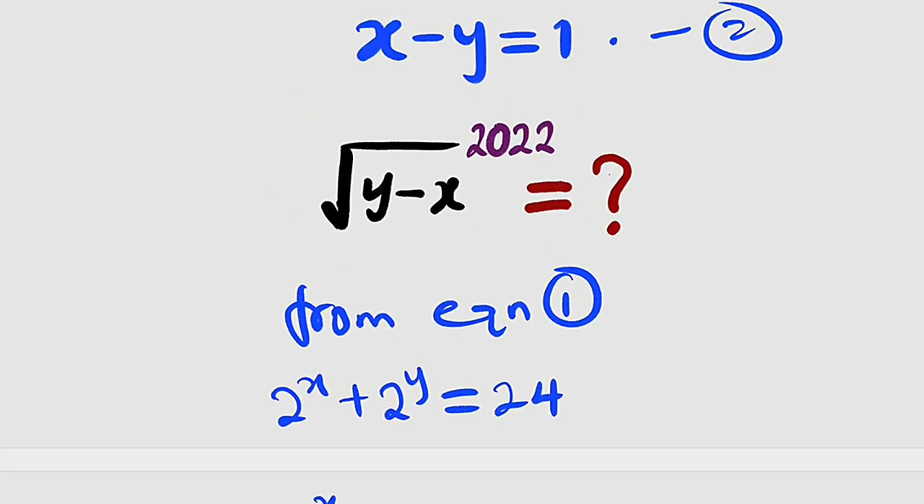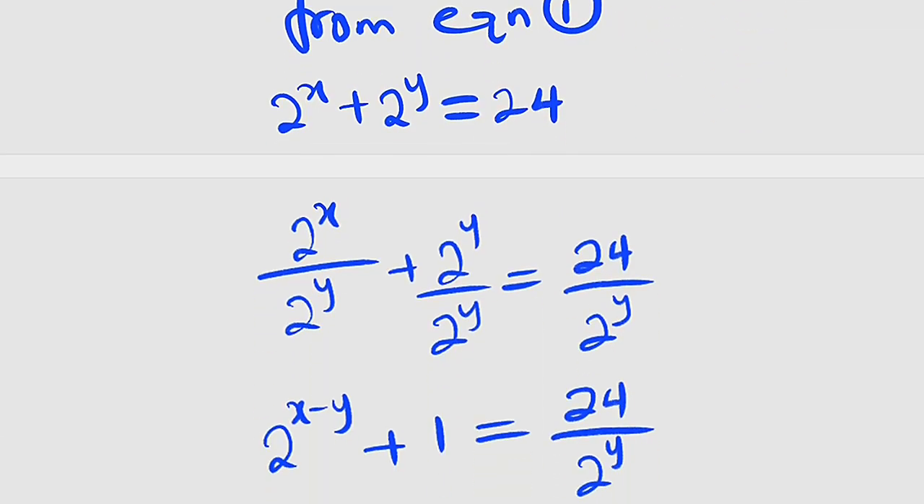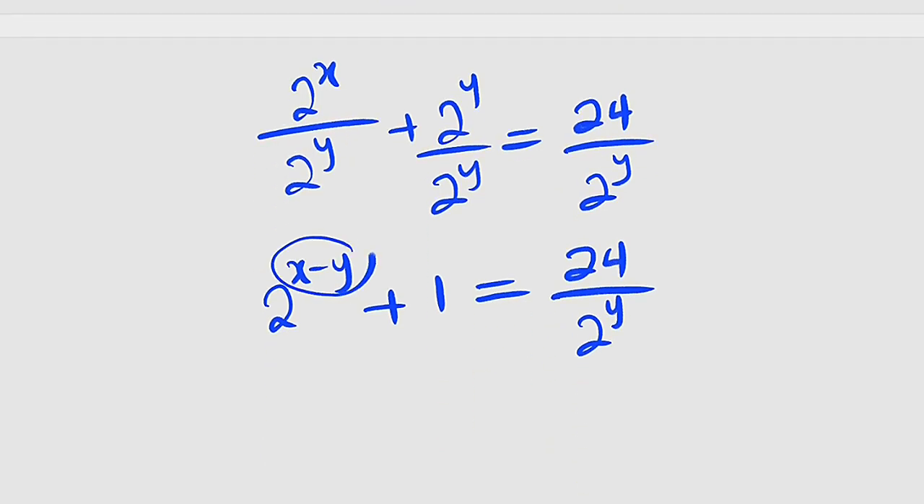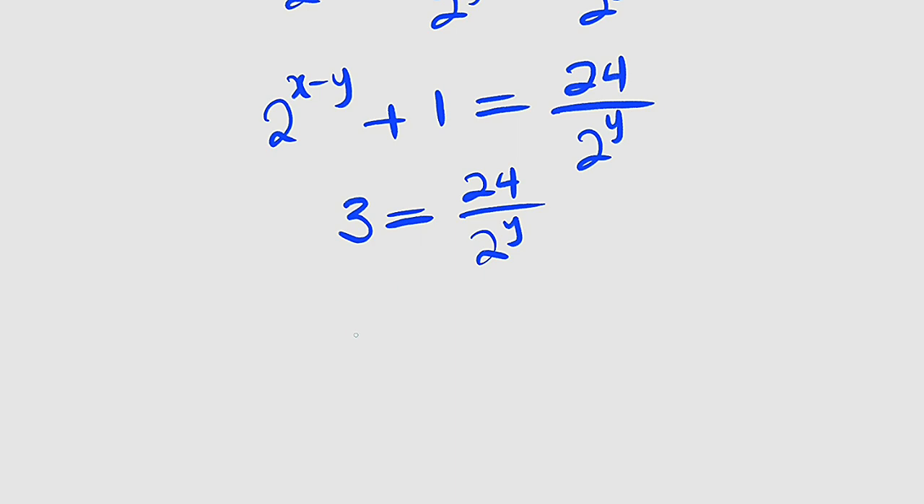But from the second equation, we have seen that x minus y is equal to 1. Therefore, we can replace this exponent x minus y with 1. So we have 2 to the power of 1, which is 2, plus 1 equal to 3. To the left-hand side, this is equal to 24 divided by 2 to the power of y. And we can switch 3 and 2 to the power of y.